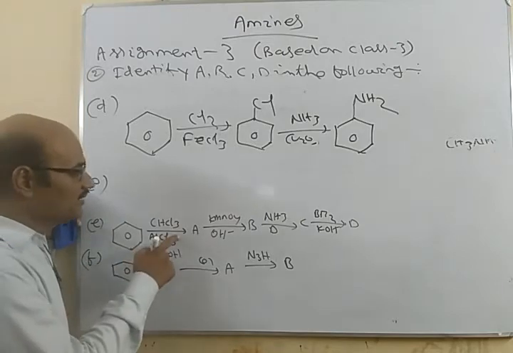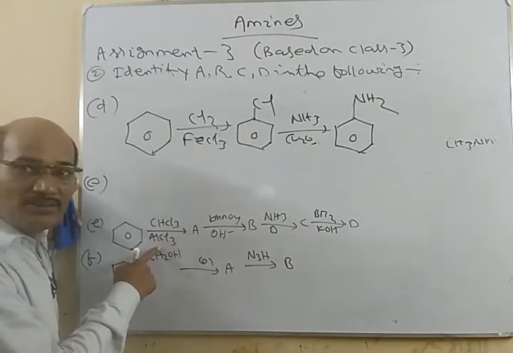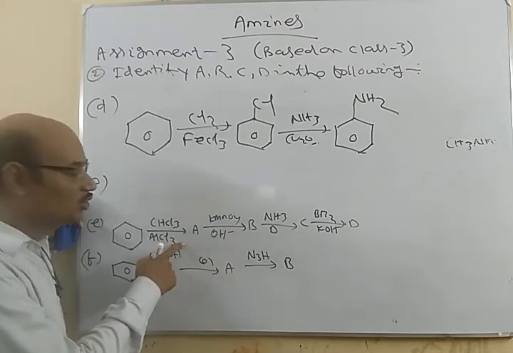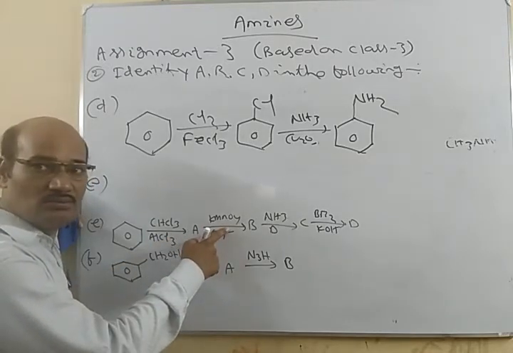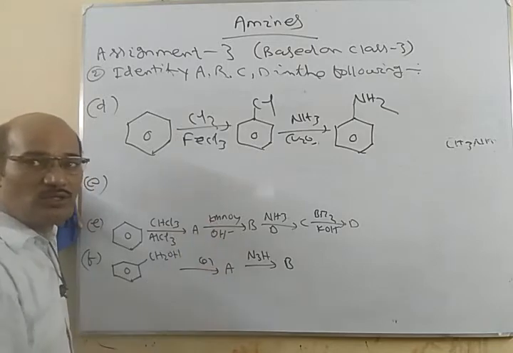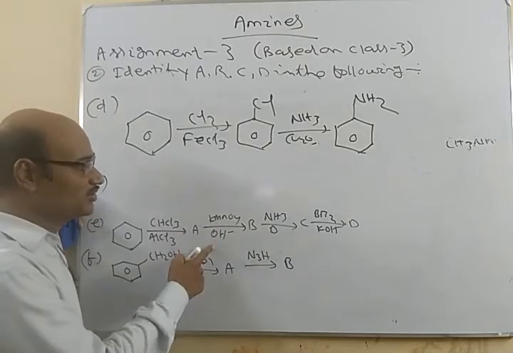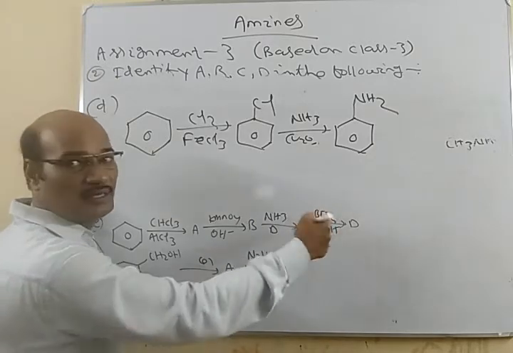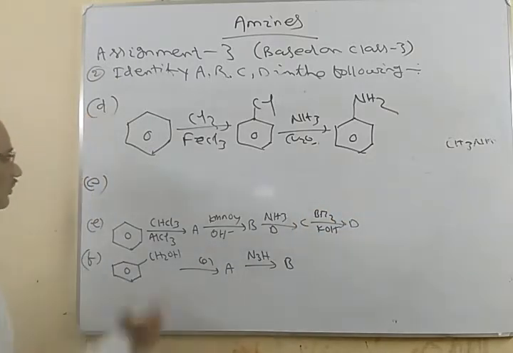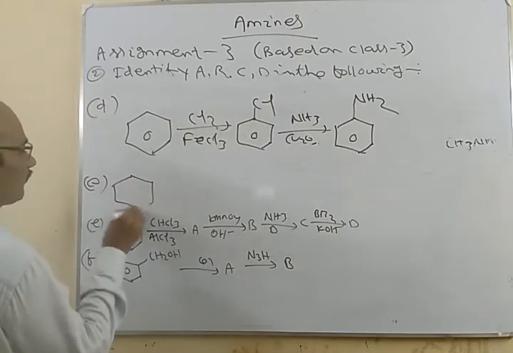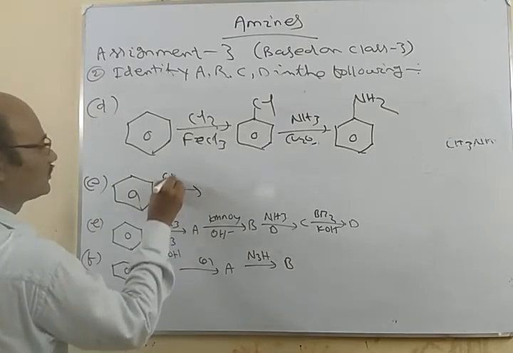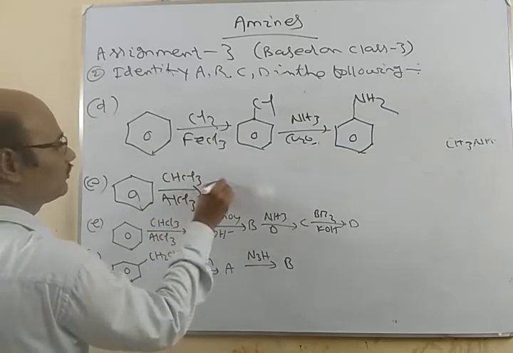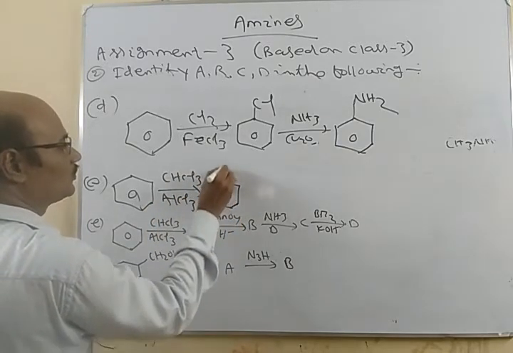Benzene, CH3Cl, AlCl3, Friedel-Crafts alkylation. Gives what? Toluene. Toluene oxidation with alkaline KMnO4 gives what? Benzoic acid. Benzoic acid, ammonia, heat gives benzamide. Benzamide, then Hofmann, gives aniline. Clear? So you get what? Benzene with CH3Cl, AlCl3 will give what? Toluene.